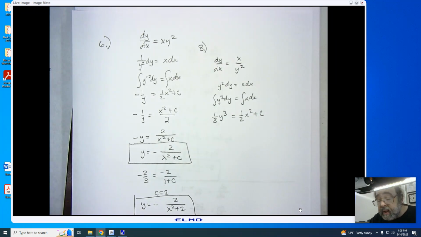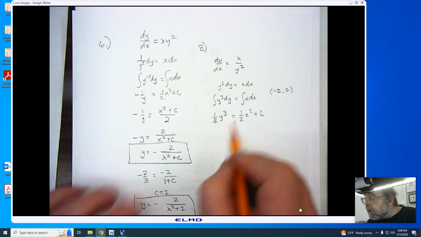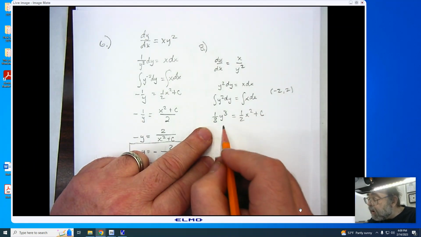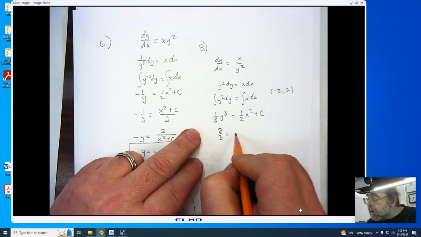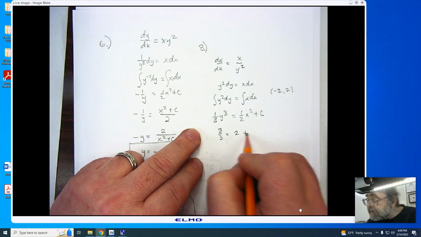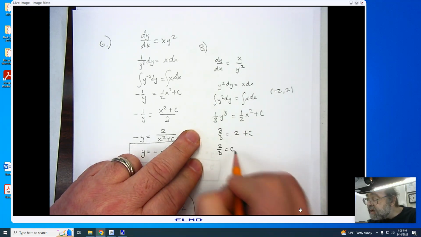Now they've given us a point. The point was negative 2, 2. And so I'm going to plug in the negative 2 and 2 now. This is giving me 8/3 equals, what's that going to be? Positive 2 plus c. And that's going to give me 2/3 equals c.